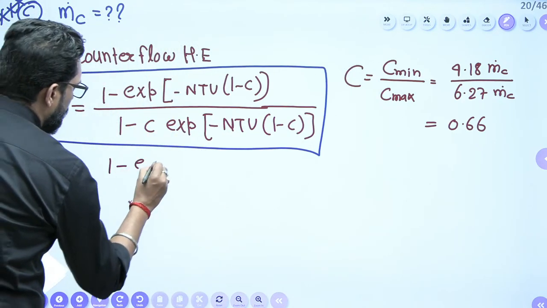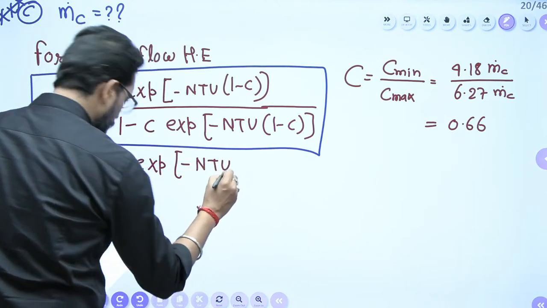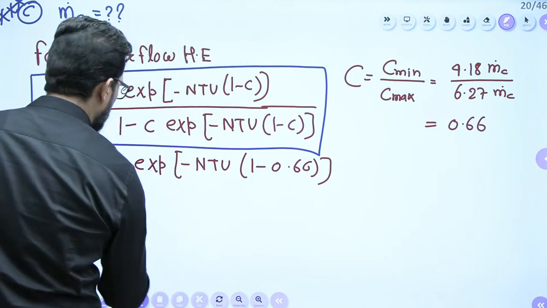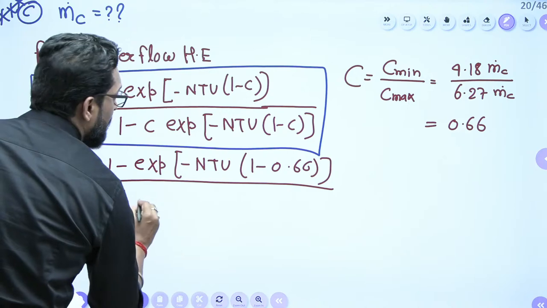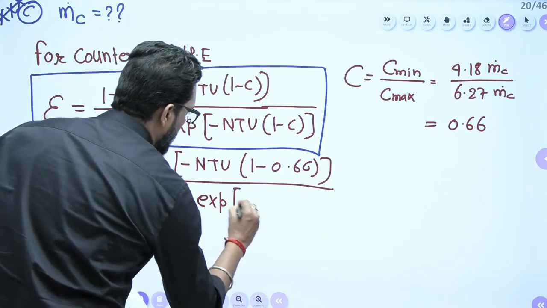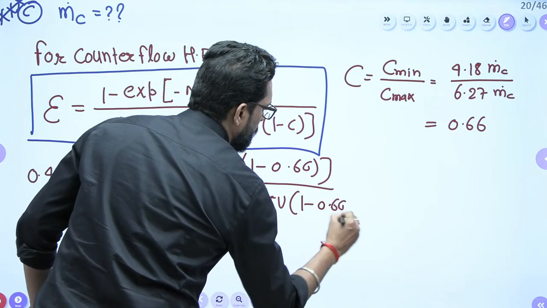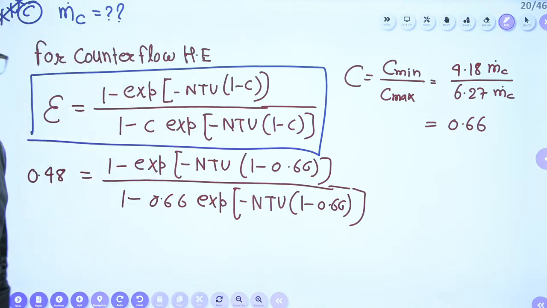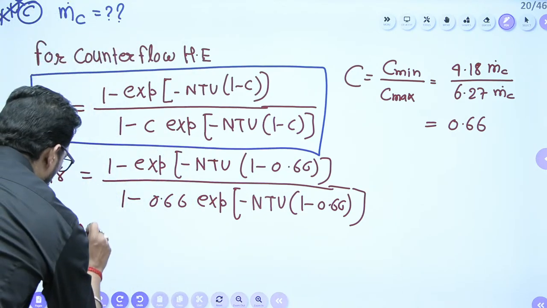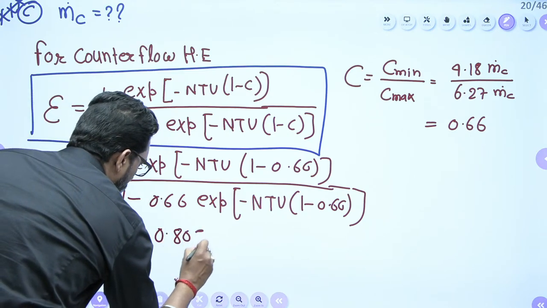1 minus exponential minus NTU, 1 minus 0.66, you have put this one, divided by 1 minus C, 0.66, exponential minus NTU, 1 minus 0.66. Put here. And from this one, you can calculate NTU from here. What is NTU? NTU, you have 0.805, no problem at all.